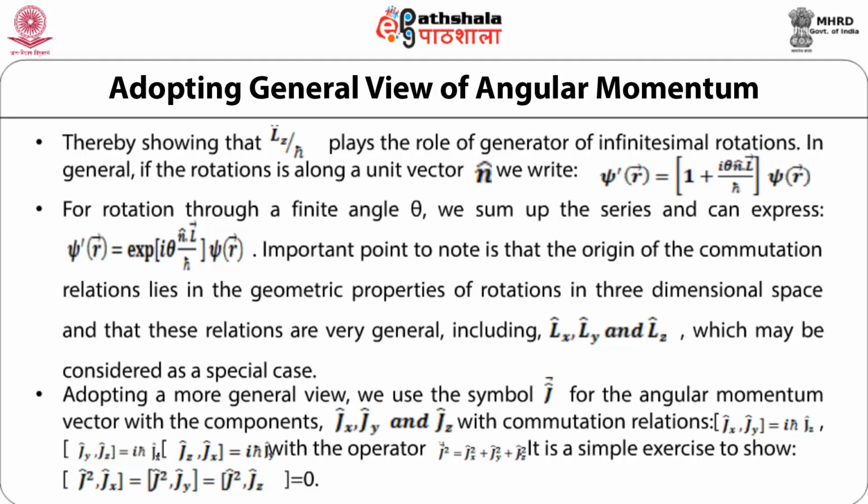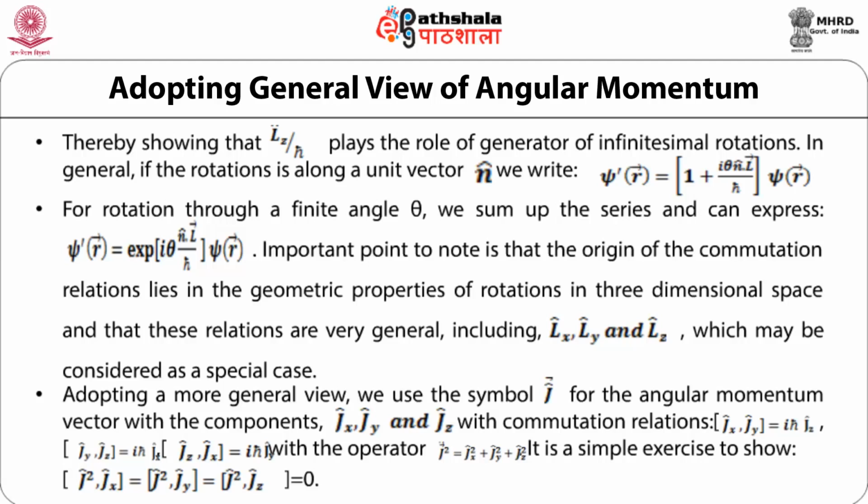Similarly, the commutation relation between the y and the z component of the total angular momentum operator is given by: the commutator of operator J_y and operator J_z is equal to iħ times operator J_x. The commutation relation for the z and the x component, that is, the commutator of operator J_z and operator J_x, is given by iħ times operator J_y, where operator J_y is the y component of the total angular momentum operator.